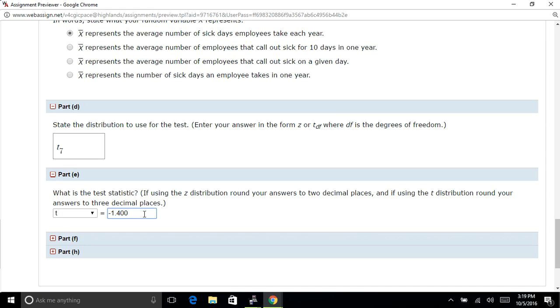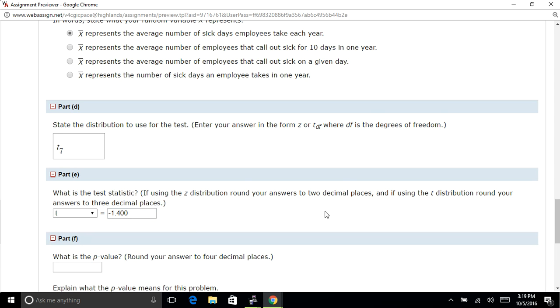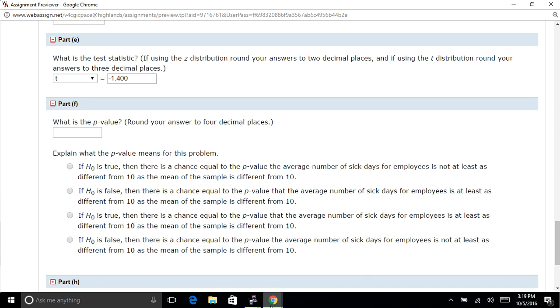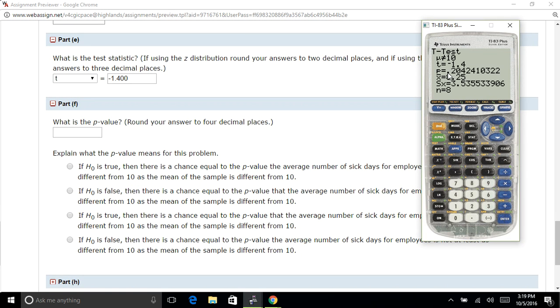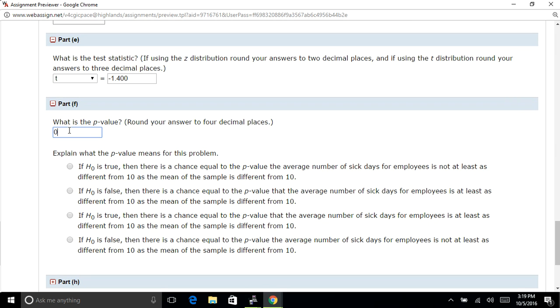Okay, what else does it want me to do? So then it wants me to go down here and give my p-value. So let me go look at my p-value. So my p-value, go back to my calculator, is 0.2042. So I'm going to put that in there, 0.2042. Okay, so now what do I want that to be?